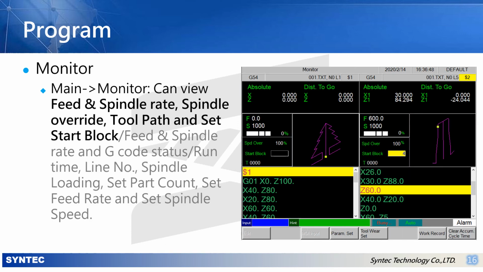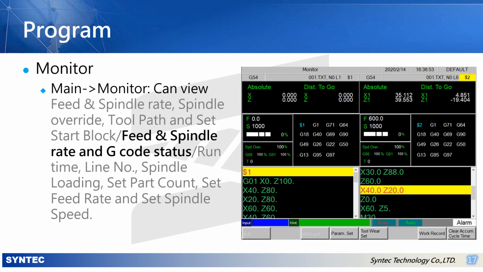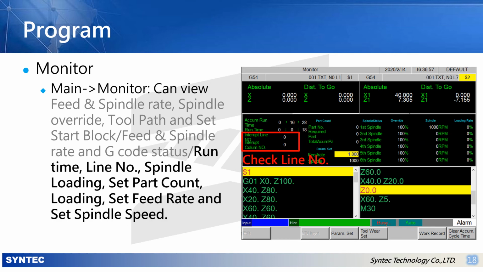To check machine information, press F4 Monitor on the main screen, then press F4 Parameter Set to check more information and settings, such as feed and spindle rate, spindle override, tool path and set start block. Press F4 again to check feed and spindle rate and G-code status, and check runtime, line number, spindle loading, set part count, loading, set feed rate and set spindle speed.